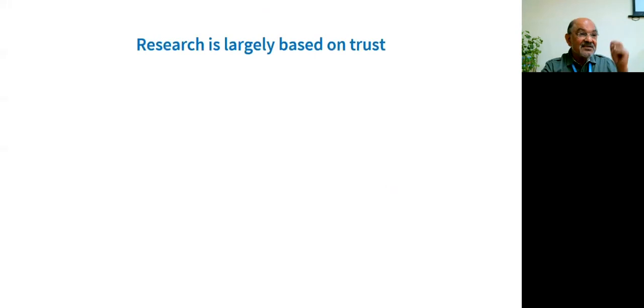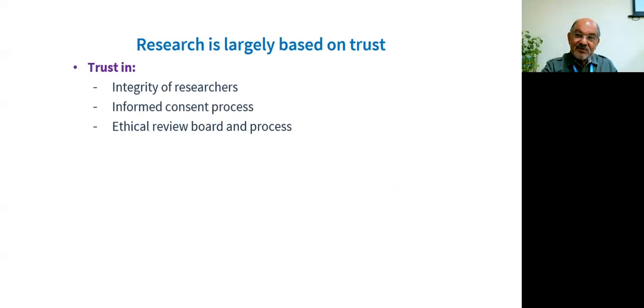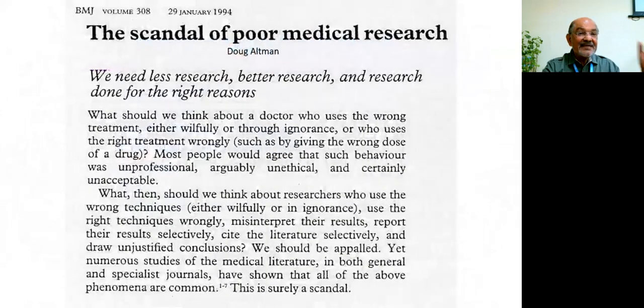So scientific evidence and research is largely based on trust or faith in the integrity of researchers, the informed consent process, ethical review boards and processes, ethical conduct and reporting of research, the peer review process, the editorial process, readers' comments. But the sad truth is, there is so much poor research. Doug Altman was one of the big statisticians of the Cochrane collaboration in 1994. Just when the collaboration started, he wrote this in the British Medical Journal. He said, we need less research, better research, and research done for the right reasons.